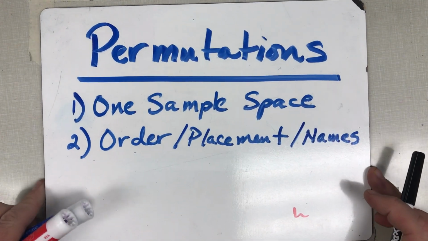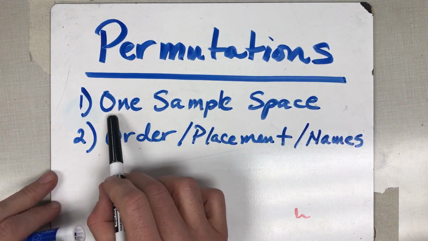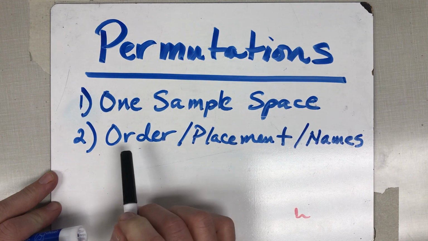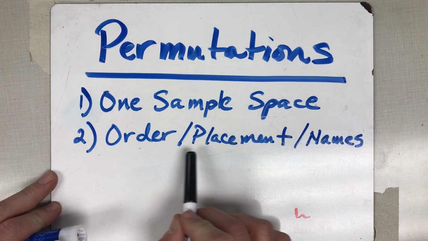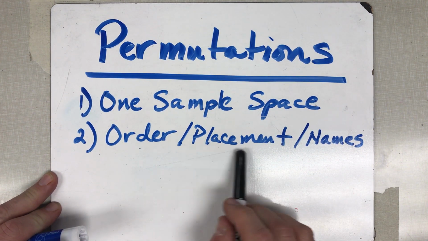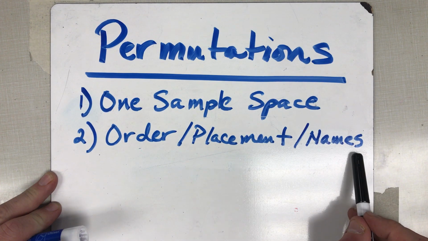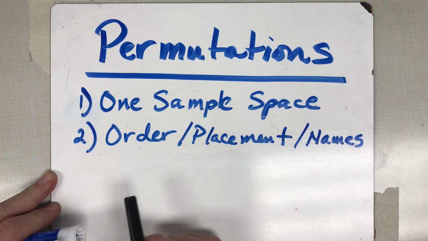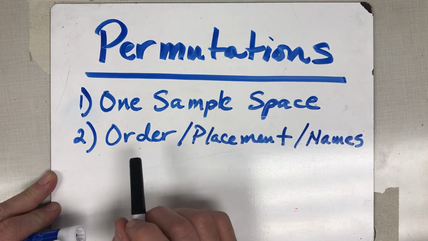We talked about the order being important. In this case, it's coming from one sample space, and you're going to take these things and put them in some kind of order, or put them in some kind of arrangement where you place them somewhere, or you might just give them names. When we do one of those three things, it's typically going to be what identifies a permutation.